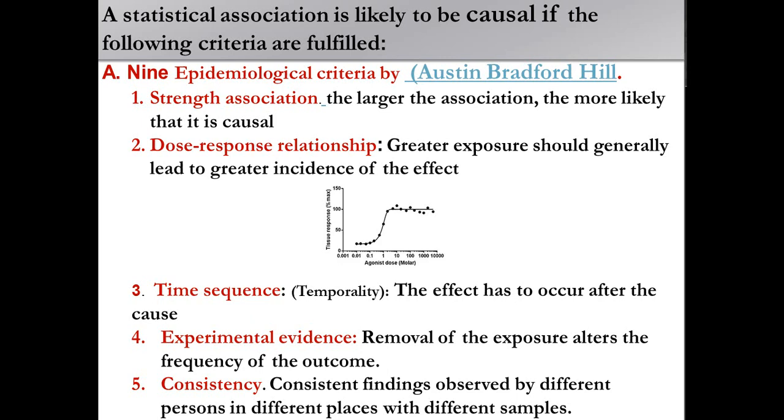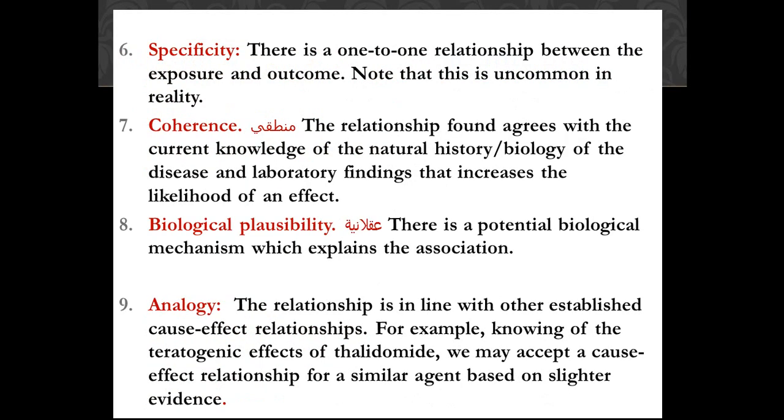And fourth, experimental evidence: removal of exposure alters the frequency of the outcome. If we remove the radiation, the frequency of malignancy is less. Consistency: a consistent finding observed by different persons in different places and different samples. And we have specificity: there is a one-to-one relationship between the exposure and outcome. There is no other relationship, only a single relationship. Not that this is common in reality.